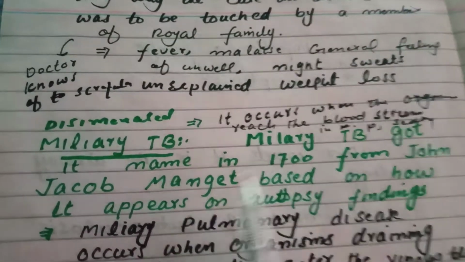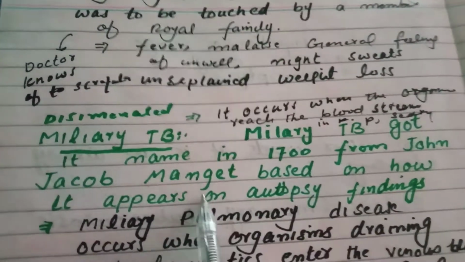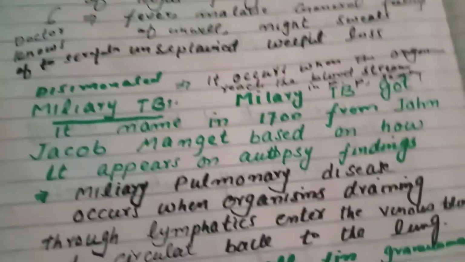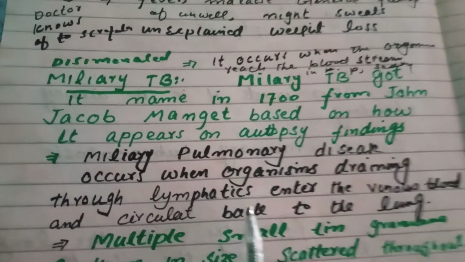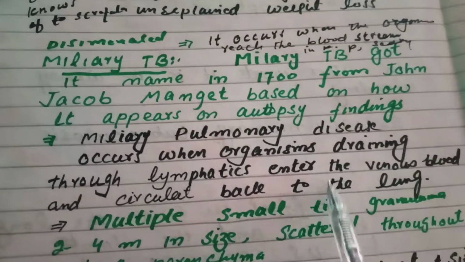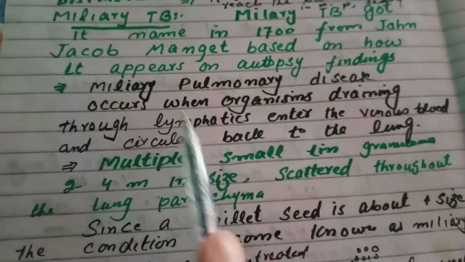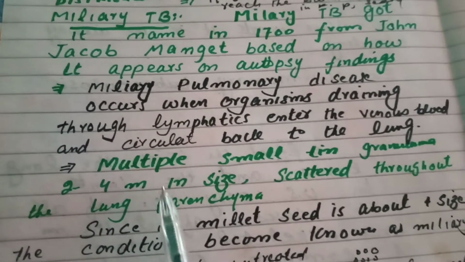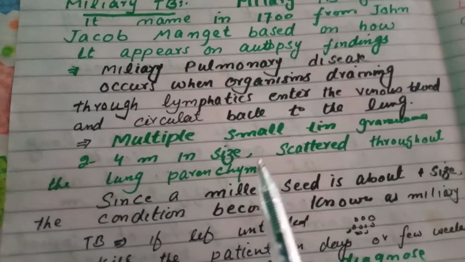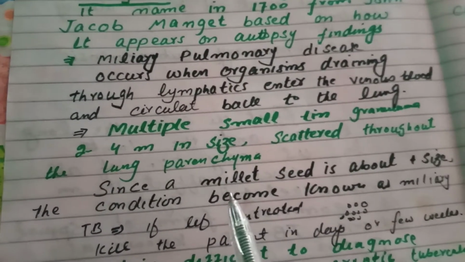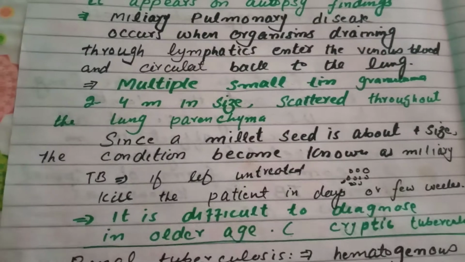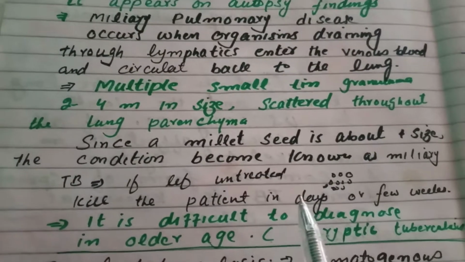Miliary tuberculosis got its name in 1700 from John Jacob Manget, based on how it appeared on autopsy findings. Miliary pulmonary disease occurs when the organism, draining through lymphatics, enters the blood and circulates back to the lungs. In this condition, multiple small granulomas, 2 to 4 millimeters in size, scatter throughout the lung parenchyma. Since a millet seed is about that size, the condition became known as miliary TB. If left untreated, it kills the patient in days or a few weeks.